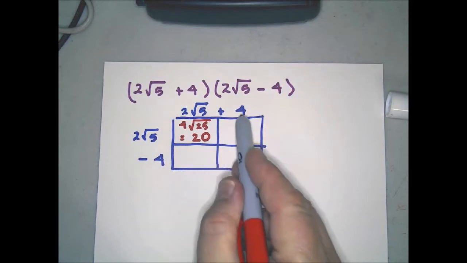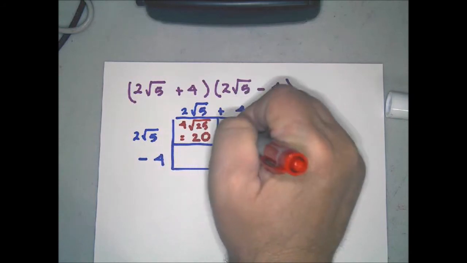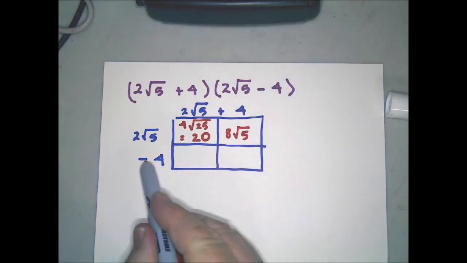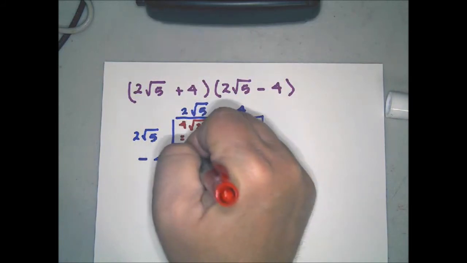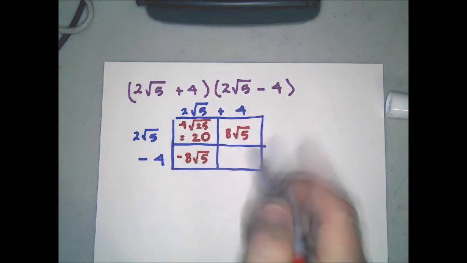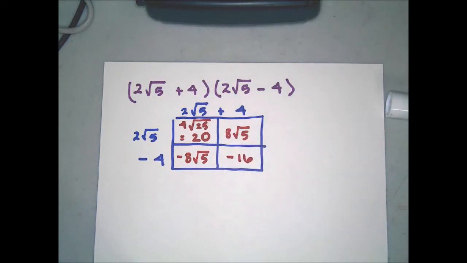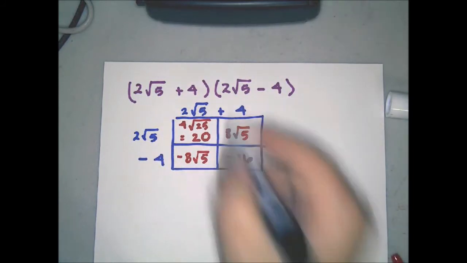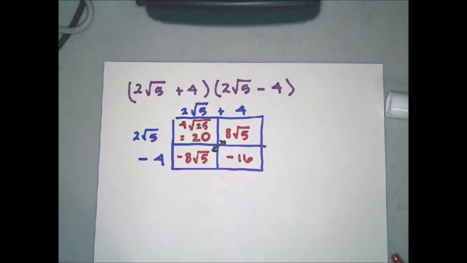Now this one, 4 times 2 root 5 is 8 root 5. This one, negative 4 times 2 root 5 is negative 8 root 5. This one, negative 4 times positive 4 is negative 16. And one more time, you can see that the difference of perfect squares, the two middle terms cancel each other. They will always cancel each other. If they don't, you've done something wrong.